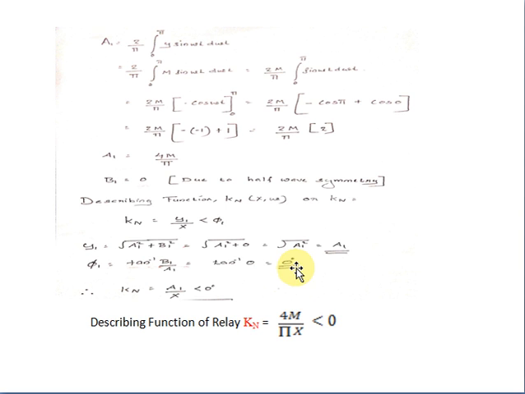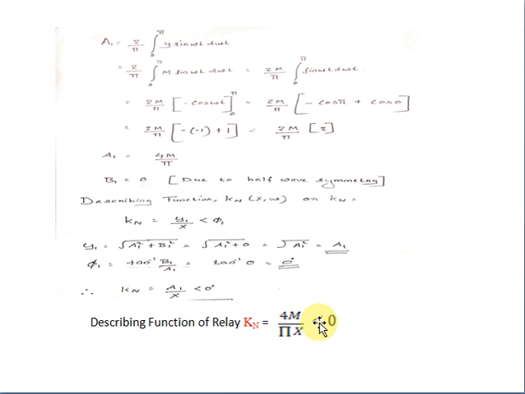Next, the describing function kn equals y1 by x angle phi 1. Substitute for y1. Here y1 equals a1, and phi 1 equals 0. Therefore kn equals a1 by x angle 0. Substitute the value of a1. Then the describing function of the relay equals 4m by pi x angle 0, since a1 equals 4m by pi.